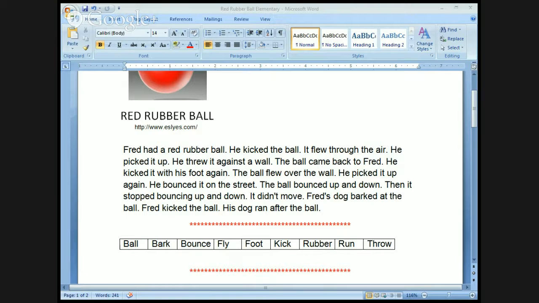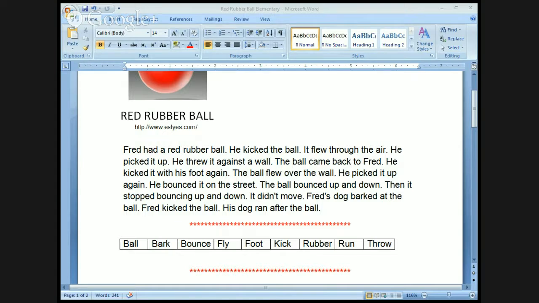All right. This is what you should know. I know that the ball is red. I know that Fred kicked the ball. I know that the ball went through the air. That's good enough. So Fred kicked a ball and it went through the air. Whatever your summary should be, try to make your summary clear and in a complete sentence.